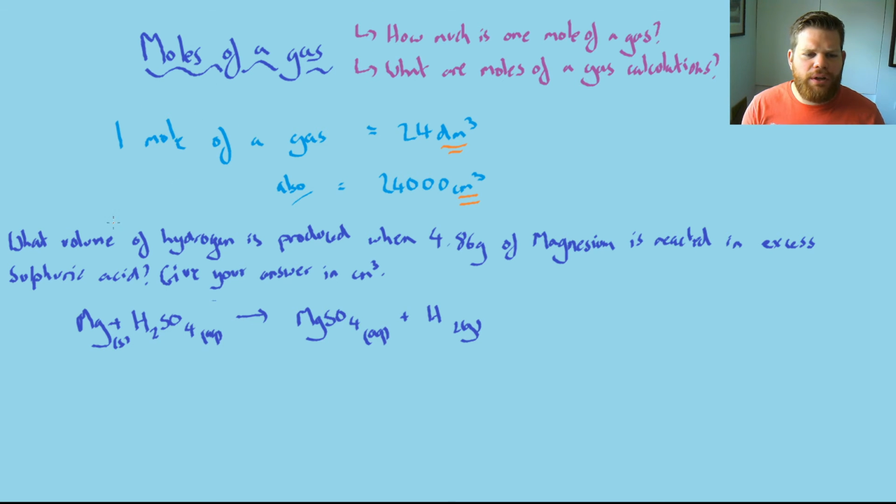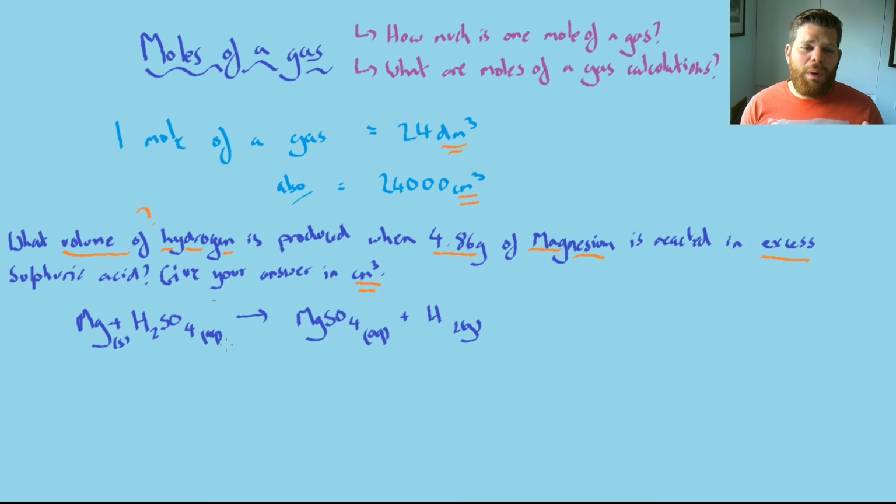Whenever I look at exam questions, I always talk about highlighting the important information. So the first bit of important information is the volume of hydrogen. That is my question. Produced when 4.86 grams of magnesium. So I know how much magnesium there is. And also, I know that we've got excess sulfuric acid, so I don't have to worry about the number of moles of sulfuric acid. The other thing that's really, really important here is giving my answer in centimeters cubed. So I'm focusing in on that as well.